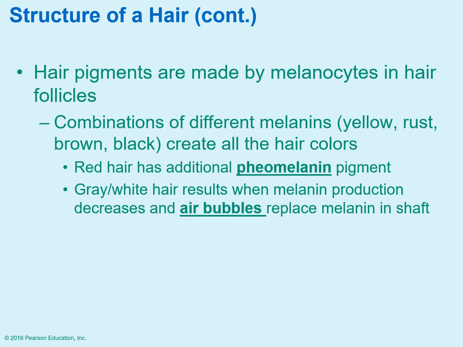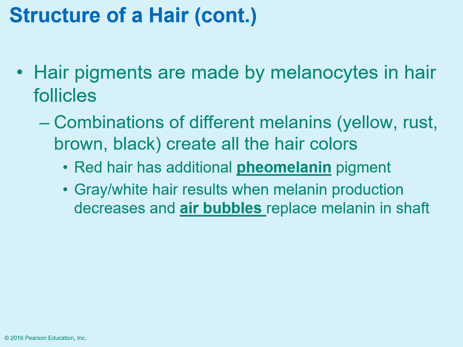Hair pigment is determined by the melanocytes that are present in that hair follicle. There's a combination of different colors. There's yellow, there's a rust, there's a brown, and a black. There's an additional pigment that's involved with red hair. So you get a combination of these to get the various hair colors. And this is determined genetically.